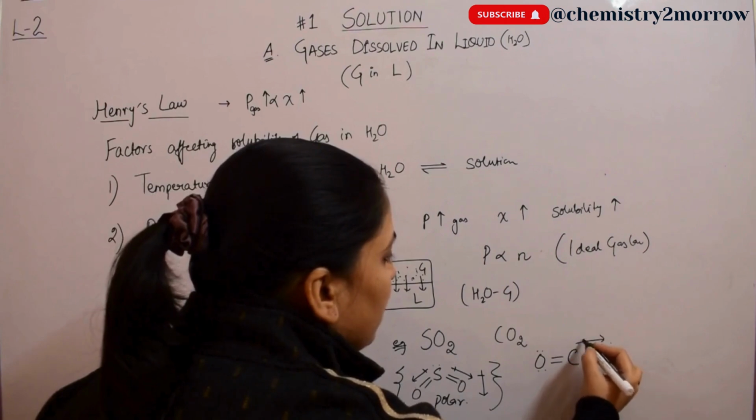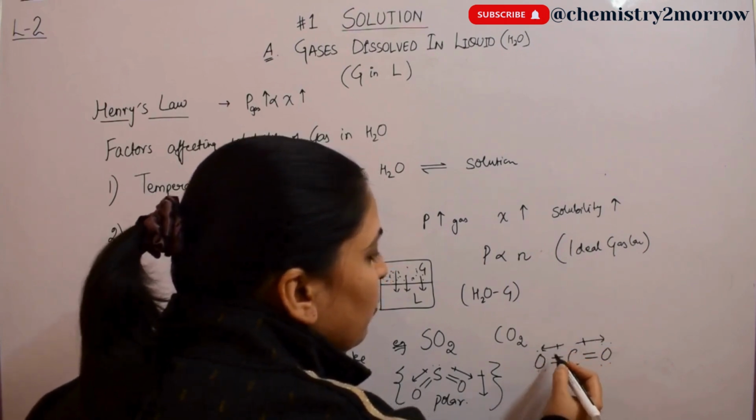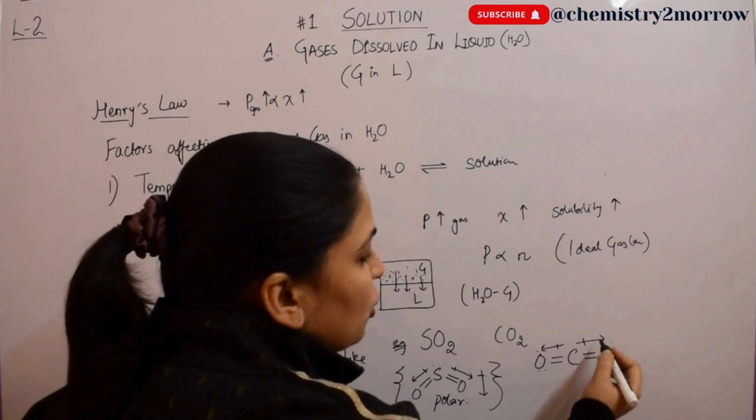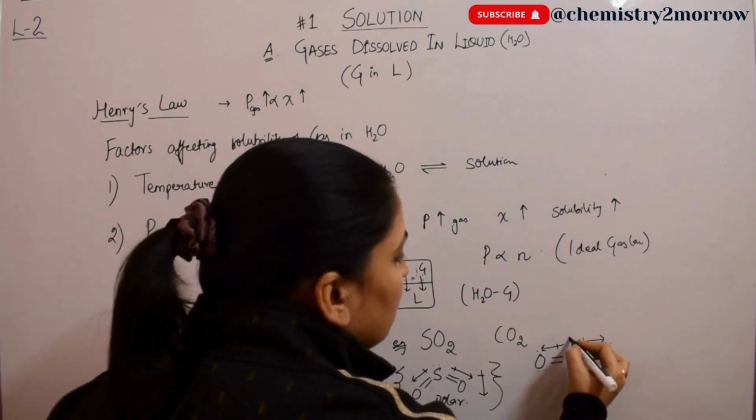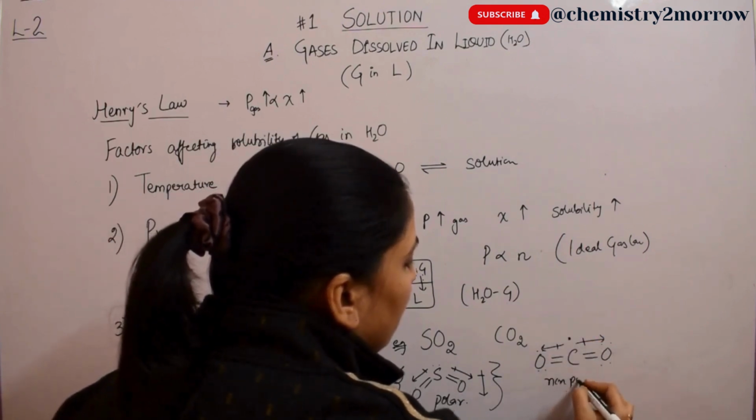So here the electronegativity difference is there. This is the bond dipole, and overall the vector addition of the two dipoles is 0. So this is non-polar.